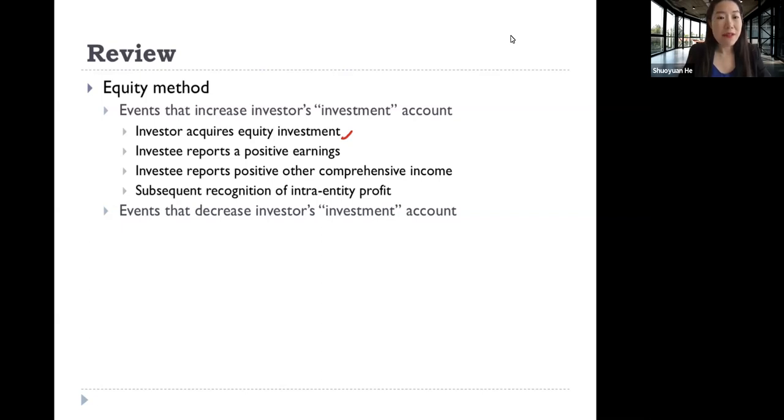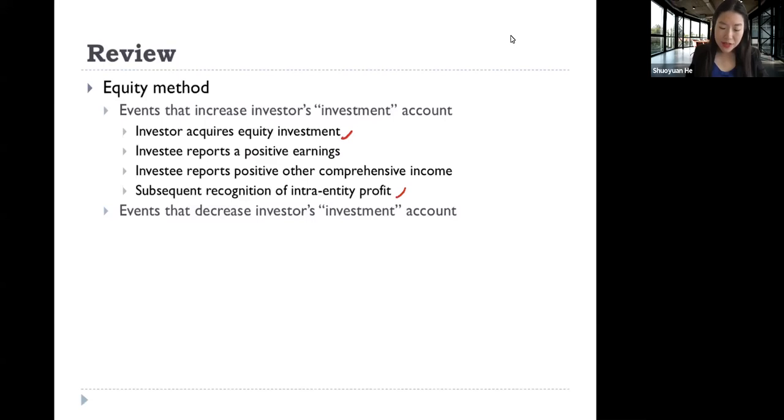The second one is when investee reports positive earnings, and the journal entry is to debit investment account, credit equity in investee income. When investee... to debit investment account and credit equity in investee income.